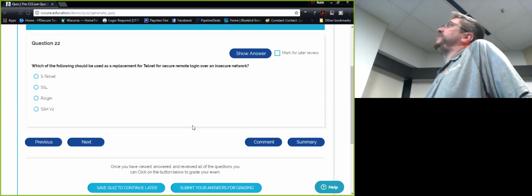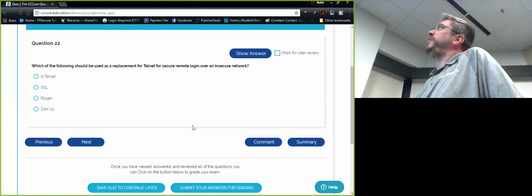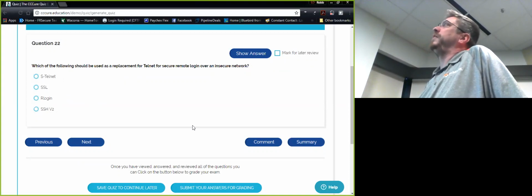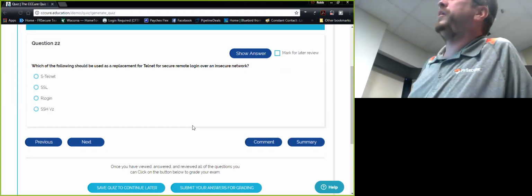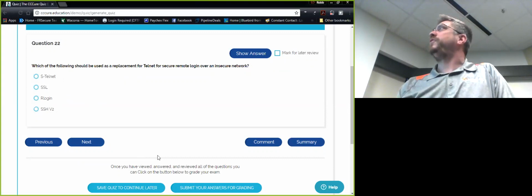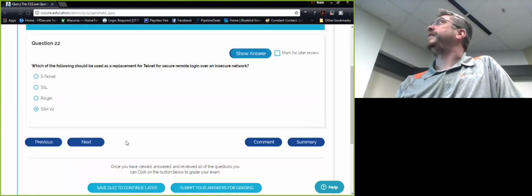All right, which of the following should be used as a replacement for Telnet for secure remote login over an insecure network? STelnet, I don't even know if that's a thing. SSL, RLogin, or SSH v2? Yep, SSH v2.